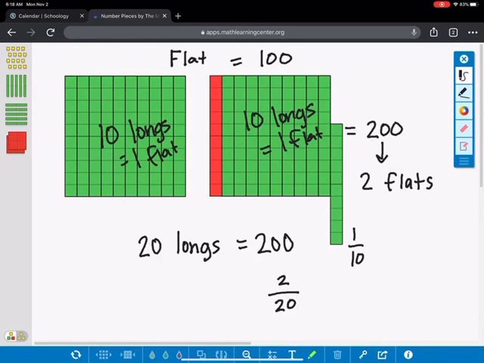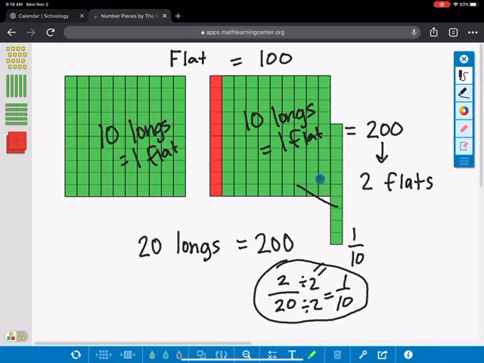Okay, so 2/20 is the same as 1/10. Okay, because we could break it down and make it a little smaller. Divide that by 2. Divide that by 2. And that equals 1/10. Okay, and we'll talk about this more later, so don't worry about that. But I do want you to see how it takes 10 long pieces to create a flat. Okay, so it's 1/10 of a flat.